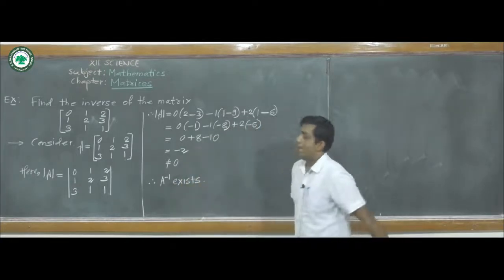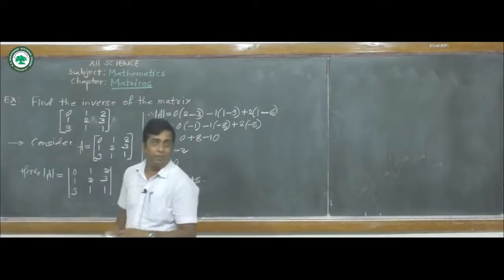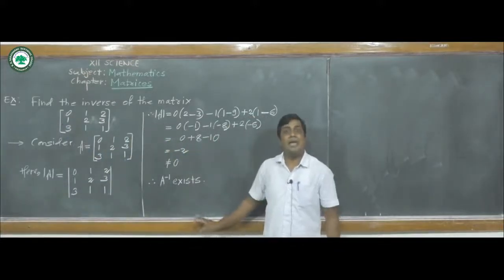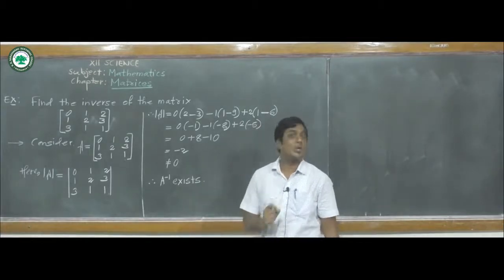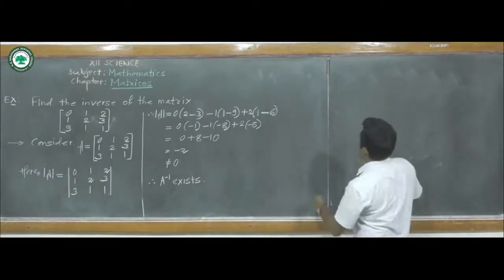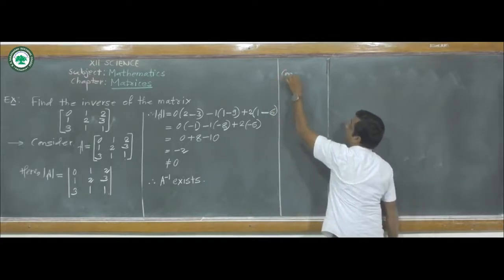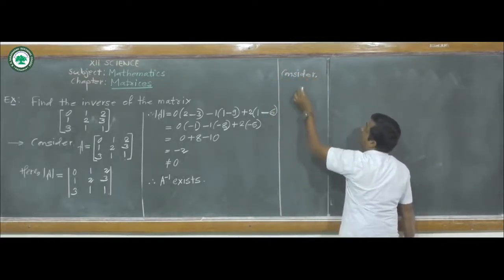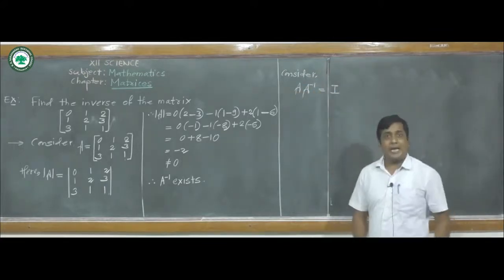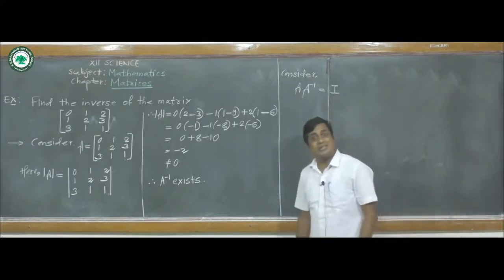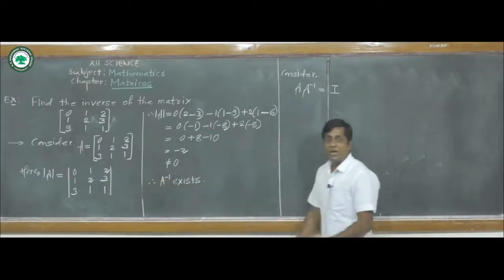Now we go with the inverse of the given matrix A, and we find this inverse by using elementary transformation, that is by using row transformation. If we have to use row transformation, then we consider the equation A into A inverse is equal to the identity matrix. Again, this I has order 3, since A has order 3.